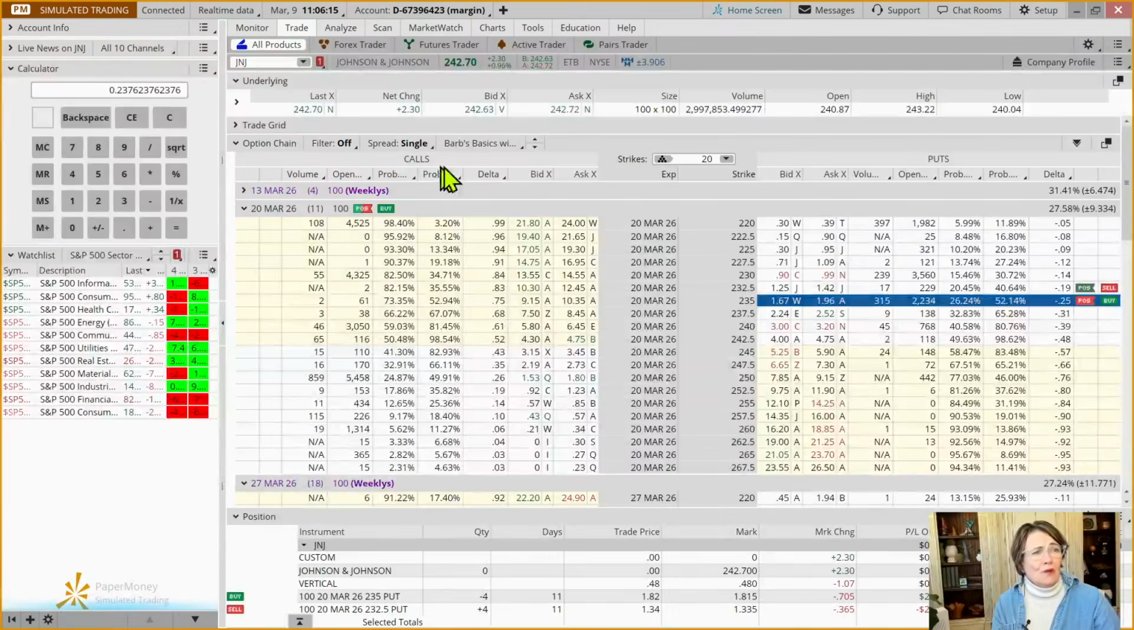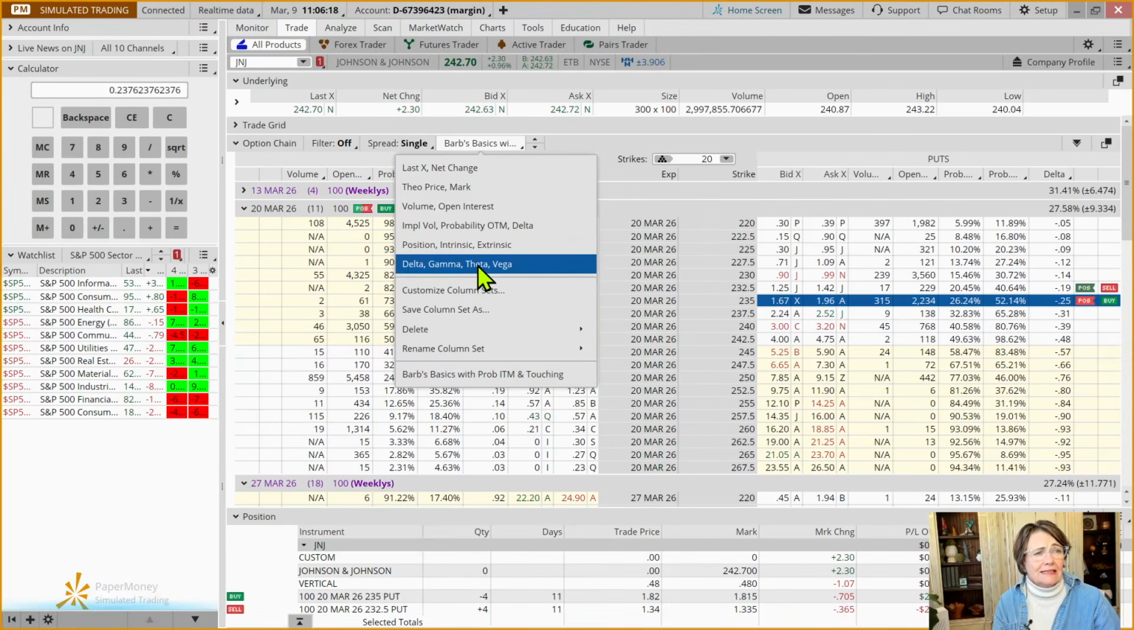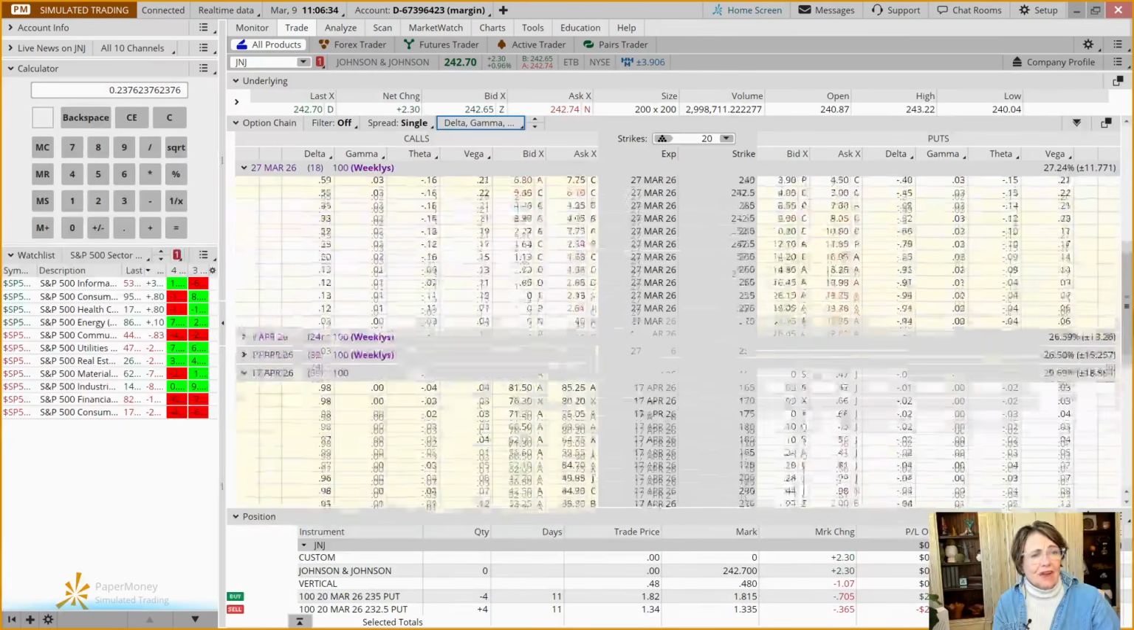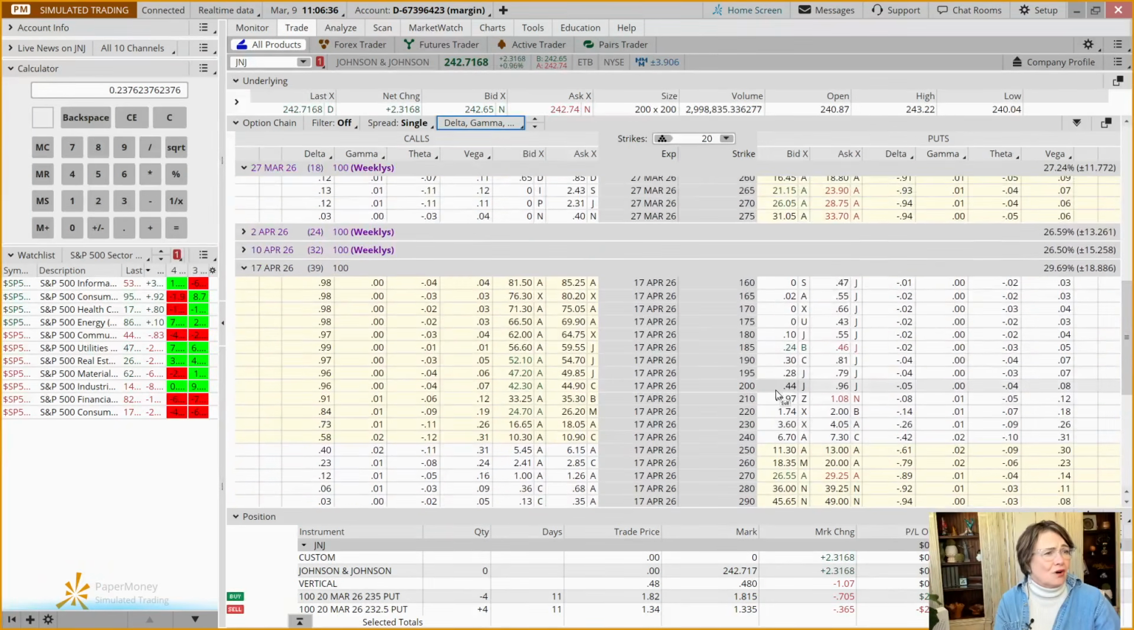But we have time working in our favor here because as we get closer to expiration, theta is really clipping along. So when we look at theta here, the value of this 235 strike is losing 17 cents a day just by the passage of time, where if we came out to April and I looked at that 195 strike, it would be 3 cents a day.